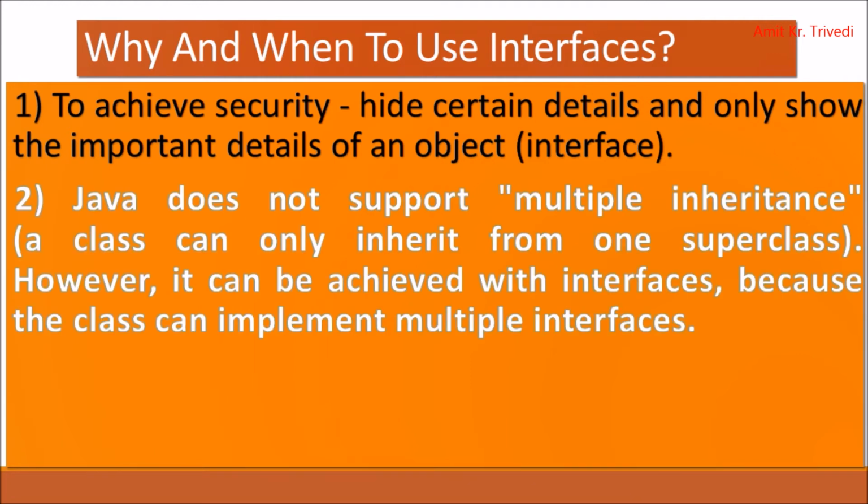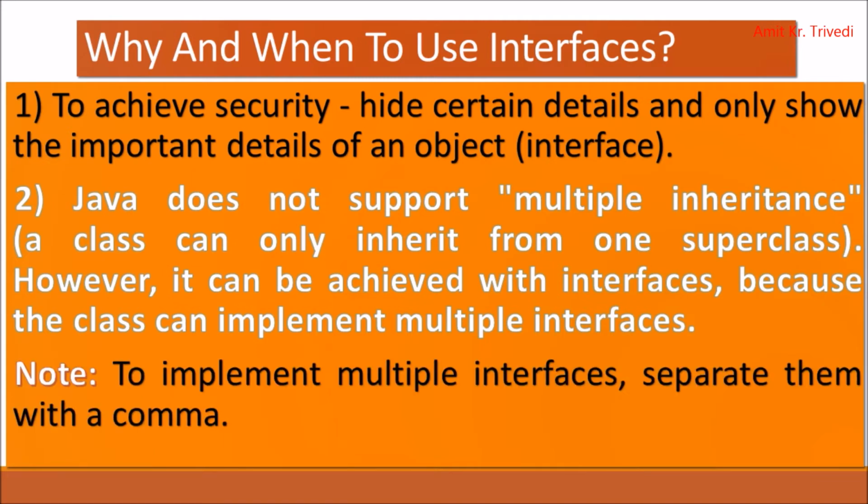The second important feature is that Java doesn't support multiple inheritance. That means a class can only inherit from one superclass. However, it can be achieved with interfaces, because a class can implement multiple interfaces. To implement multiple interfaces, we have to separate them with a comma.